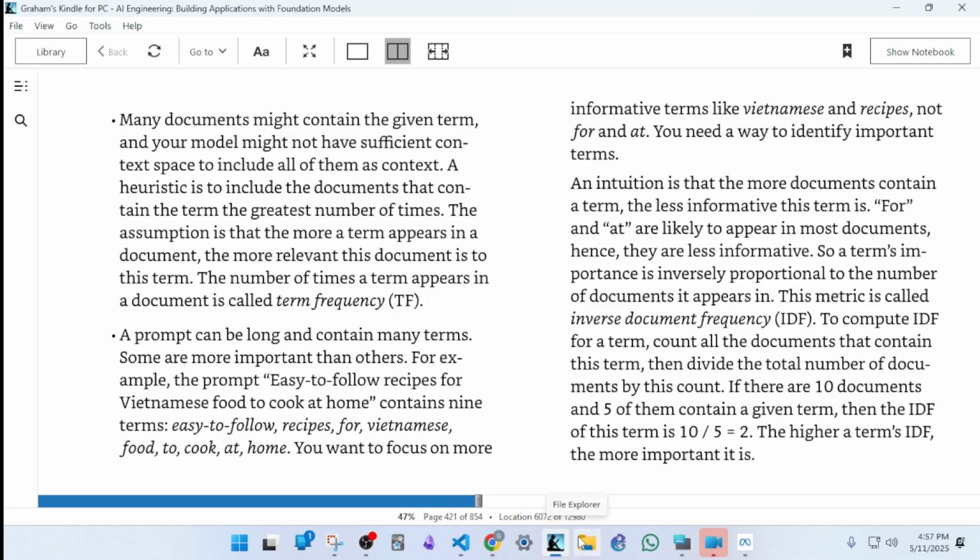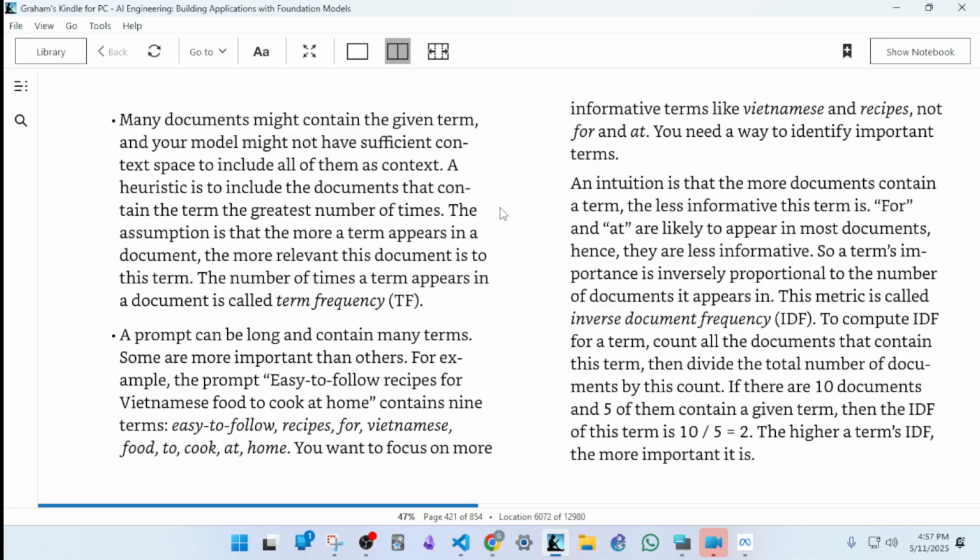For example, the prompt "easy to follow recipes for Vietnamese food to cook at home" contains 9 terms. Easy to follow recipes for Vietnamese food to cook at home. You want to focus on more informative terms like Vietnamese and recipes, not for and at. You need a way to identify important terms.